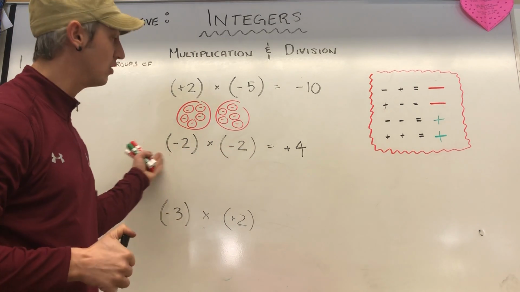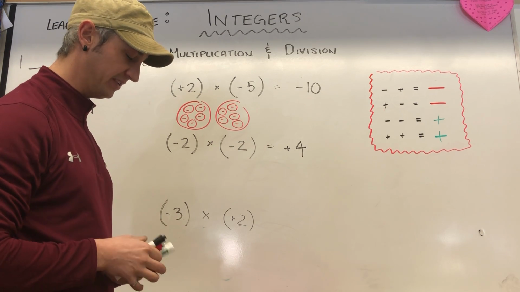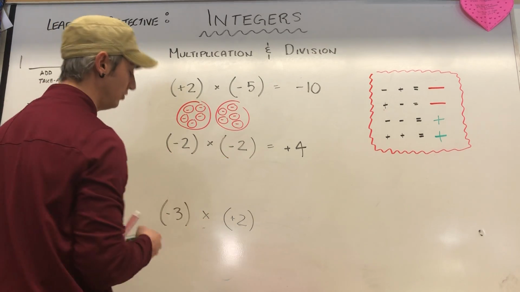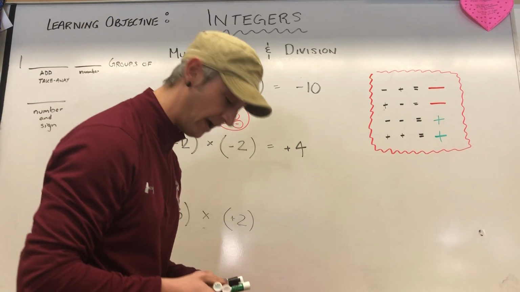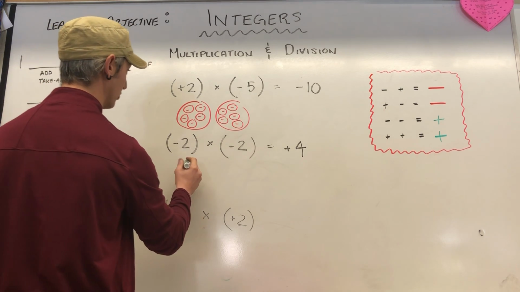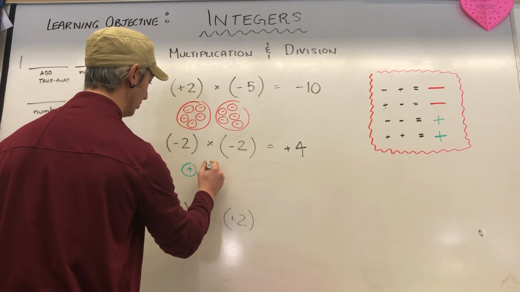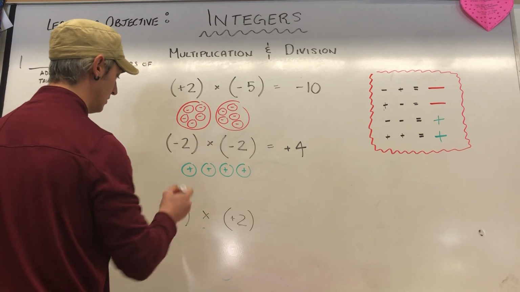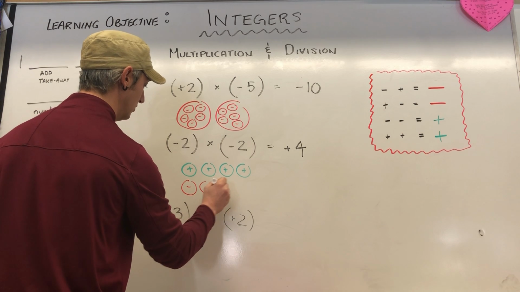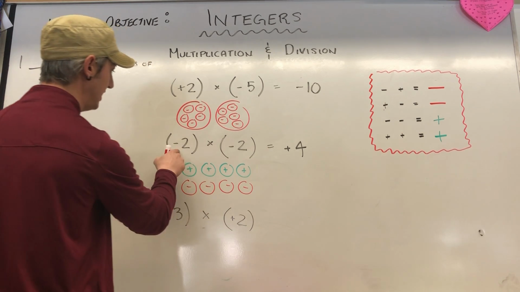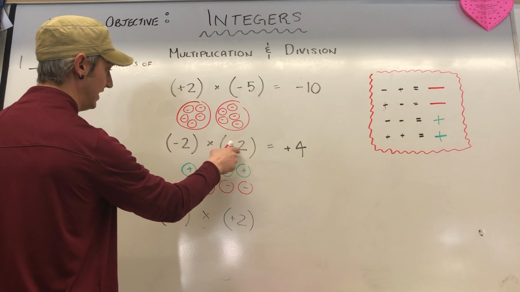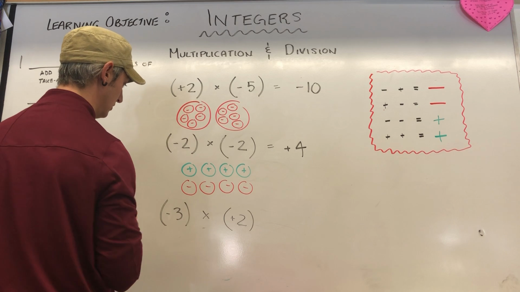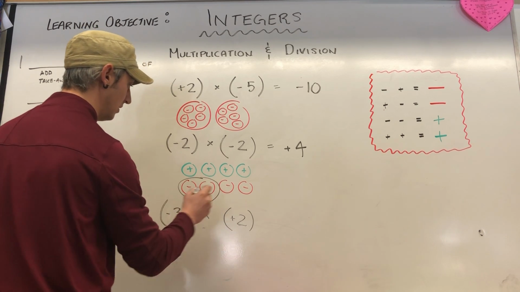I have nothing to take away from, so I am going to need some 0 pairs. How many 0 pairs? Well, enough to take away 2 groups of negative 2, which means I'm going to need 4 0 pairs. 1, 2, 3, 4. Now I'm taking away 2 groups of negative 2.